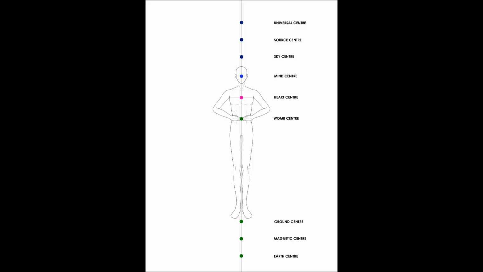Now the point below the ground center needs to become part of this breathing process as well. So I would like you to imagine a sphere of consciousness sitting about a forearm's length down from the ground center point within the earth. And this energetic point is known as the magnetic center.